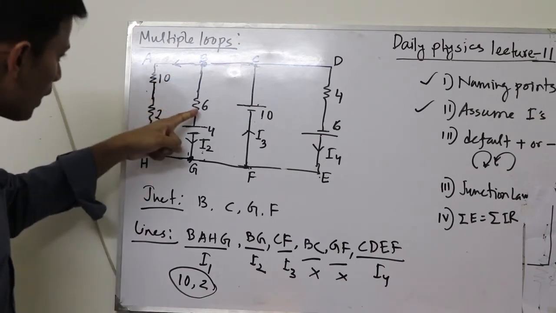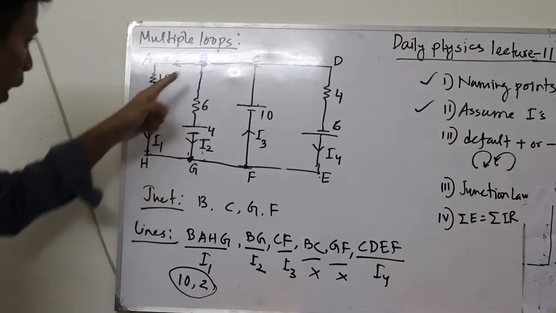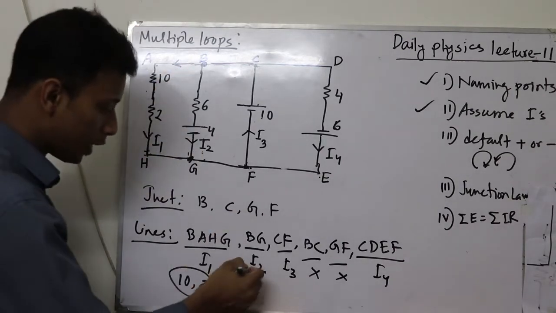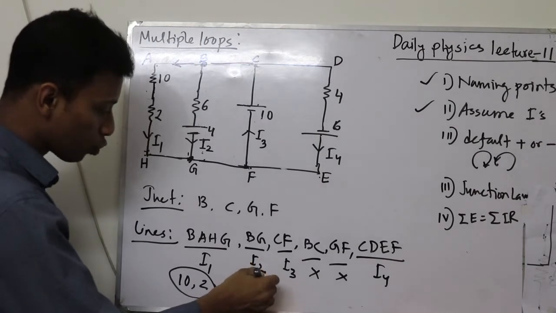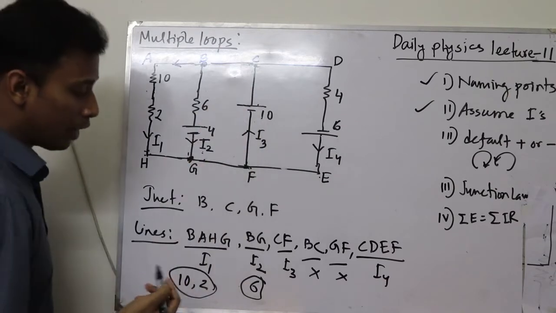Through this 6 ohm, I2 will flow, which is around the B and G points, around the BG line. So I2 is the current flow through 6 ohm. There is no resistance in the line of I3.